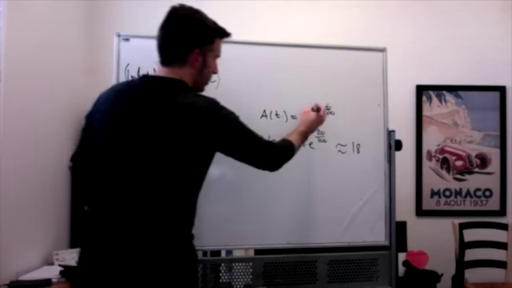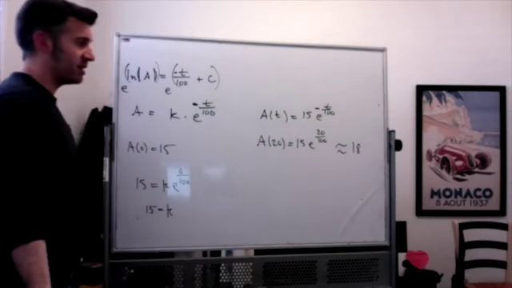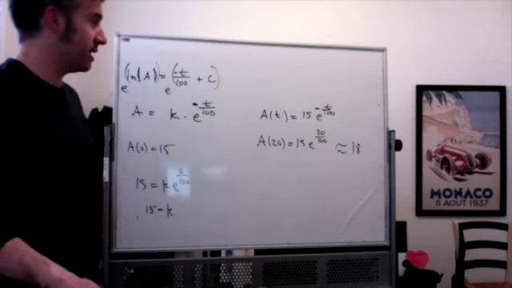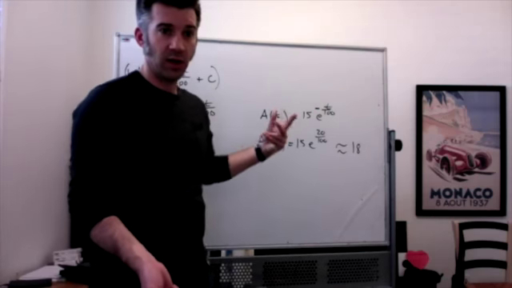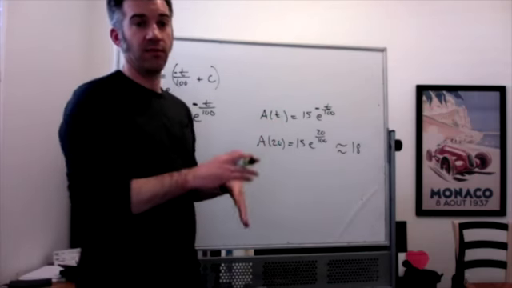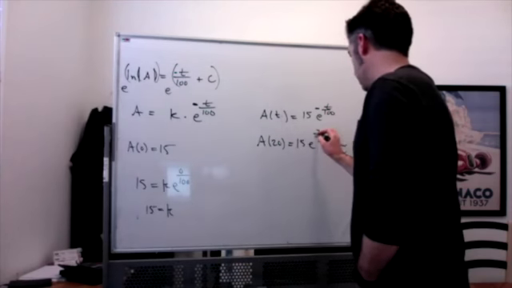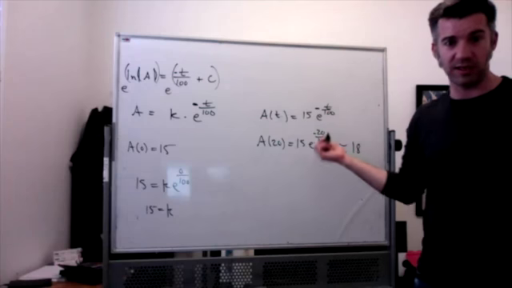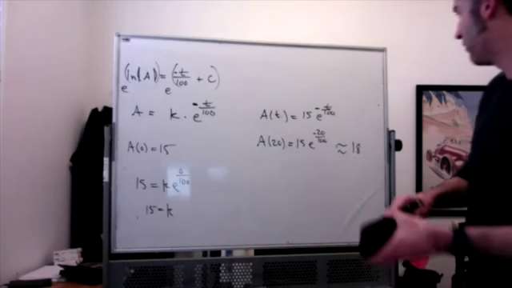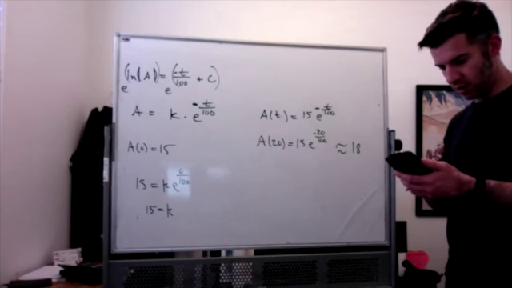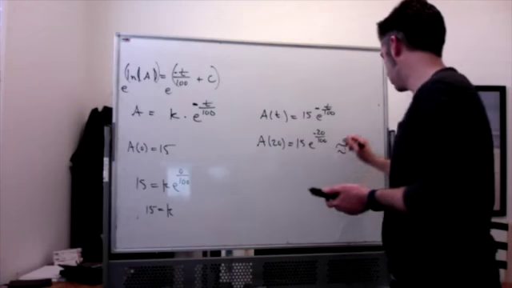So our answer really was A of T equals 15e to the negative T over 100, which makes more sense because then as T gets larger, the power gets more negative and the value gets smaller. So if I plug in 20 into that, I'm going to end up getting 15 times e to the negative 0.2, which is going to be about 12.2.